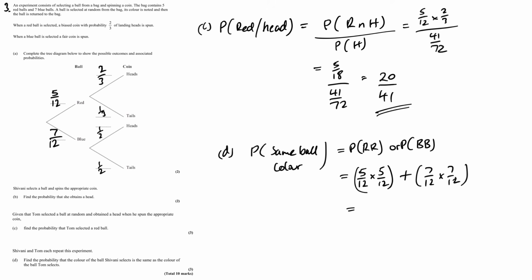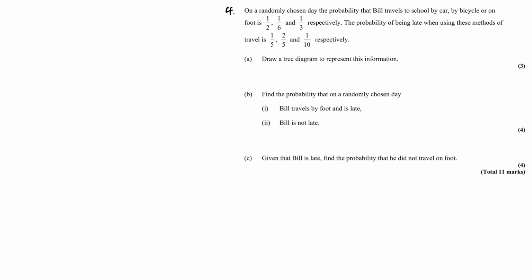And that will give me 37 over 72 there. What an easy 10 marks, I would say. Now you can see this is very similar to one of the examples, and it's clearly a past paper question as well, which means there's some similar past paper questions that have shown up.